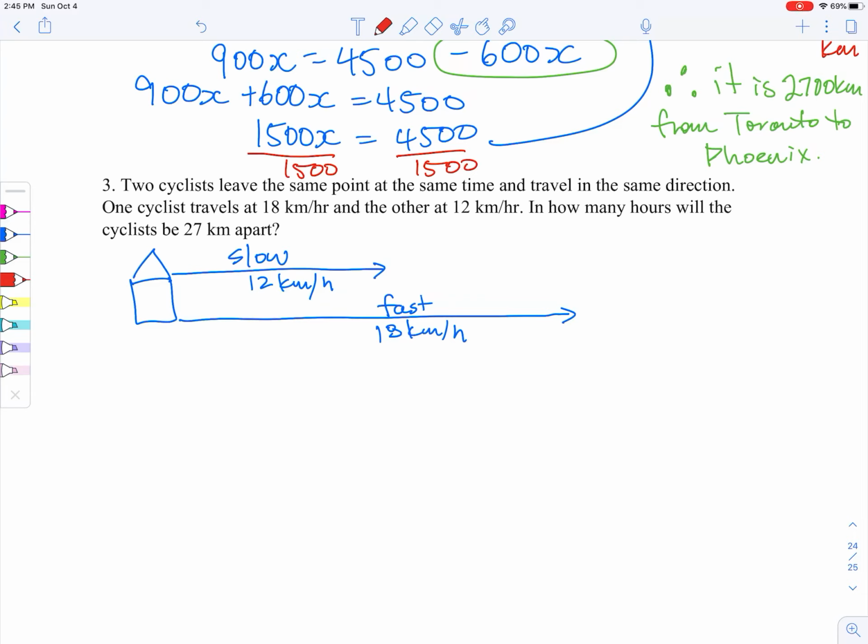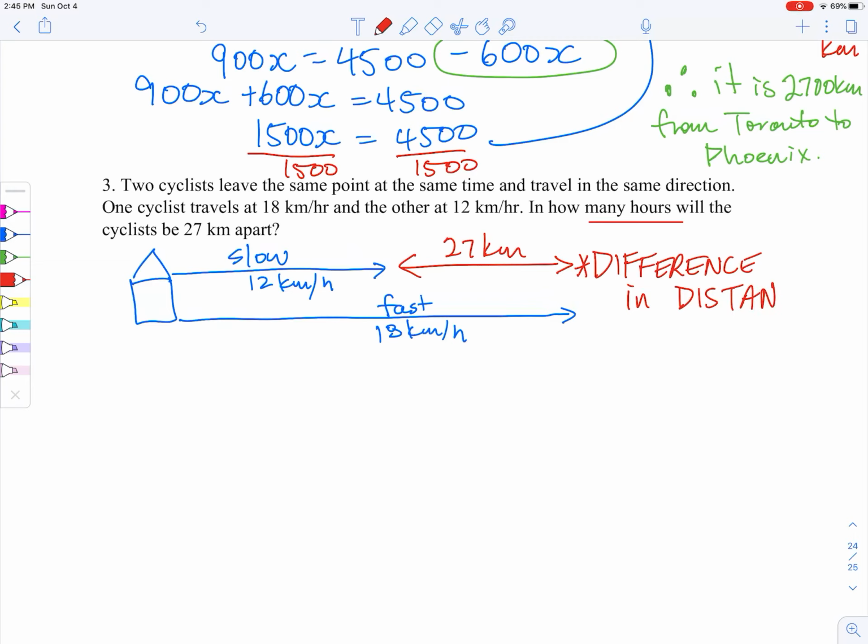And the question is asking in how many hours, so we're solving for time, are they going to be a total of 27 kilometers apart? A total of 27 kilometers apart, that's like talking about a difference. The difference in their distances, and just for down the road, the difference means we're going to be subtracting.